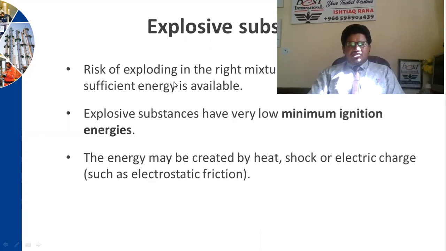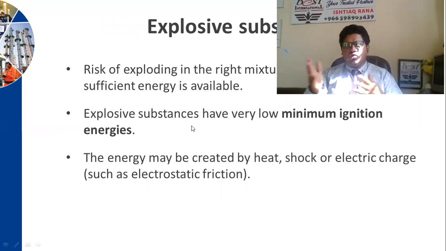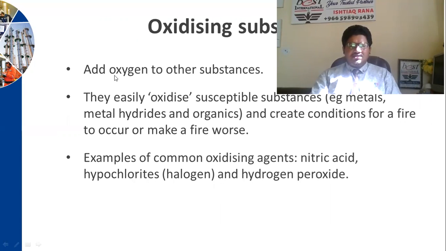Explosive substances risk exploding in the right mixture with oxygen or air if sufficient energy is available. Explosive substances have very low minimum ignition energies. The energy may be created by heat, shock, or electric charge, such as electrostatic friction. Oxidizing substances may add oxygen to other easily oxidized substances. Common oxidizing agents include nitric acid, hypochlorite, halogens, and even hydrogen peroxide.